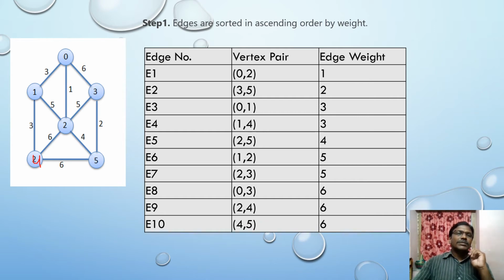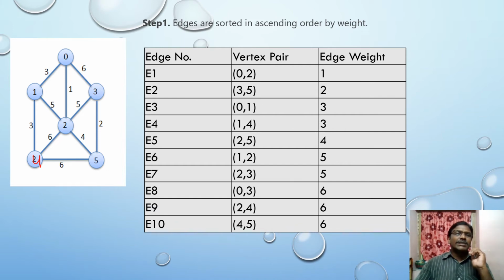The minimum edge weight is 1, that is edge 0-2. The next lowest weight is 2, that is edge 3-5. The next lowest weight is 3, and there are two edges available, 0-1 and 1-4. No problem in choosing either one. I am choosing 0-1, that is 3, and 1-4, that is 3.